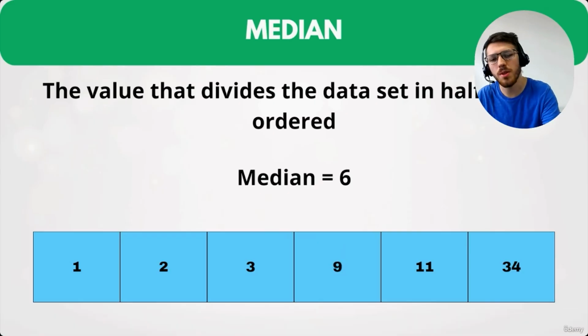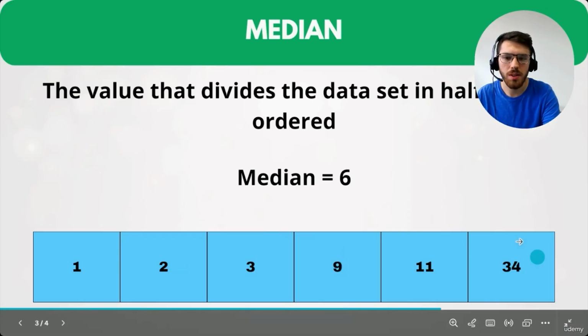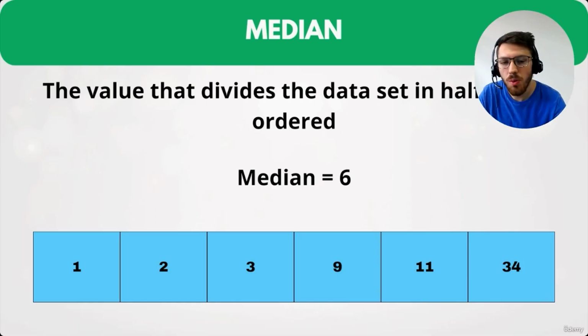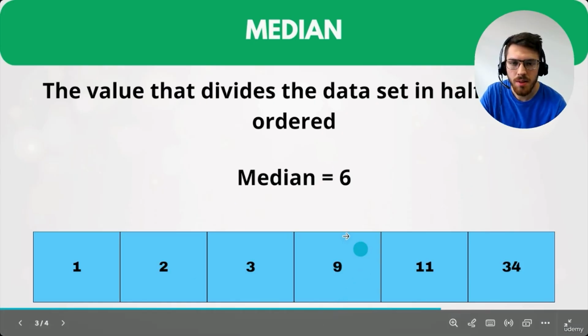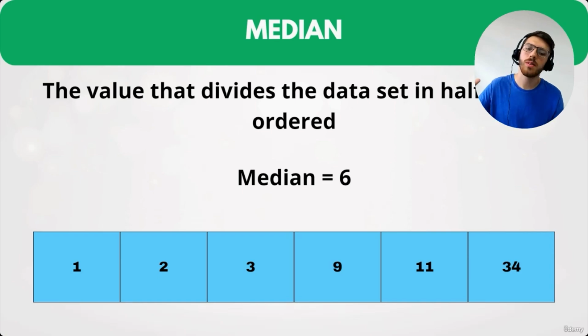Alright, I have 3 numbers to the left and 2 numbers to the right. So how do I do that? You take these 2 numbers in the center, the number 3 and the number 9. Now I have 2 numbers to the right and 2 numbers to the left. This is splitting the data in half, right? The same number of values on the right and on the left.